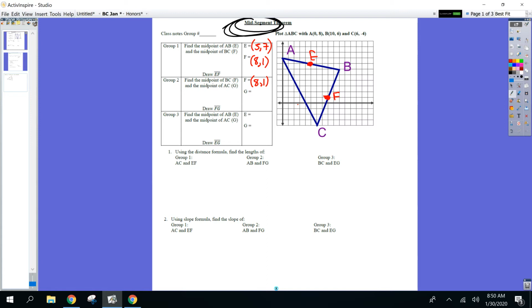And group three, didn't want to leave you hanging. What'd you get for point G? 3-2. Yep. So everyone make sure you have E, F, and G graphed. And take that little straight edge of yours and go ahead and make those new line segments.